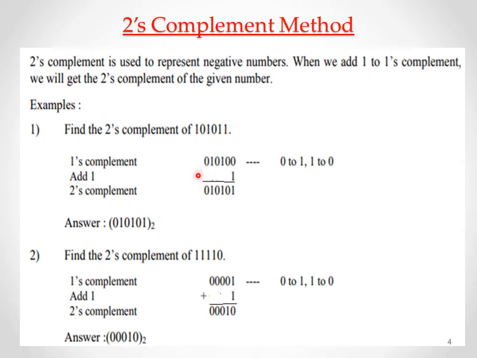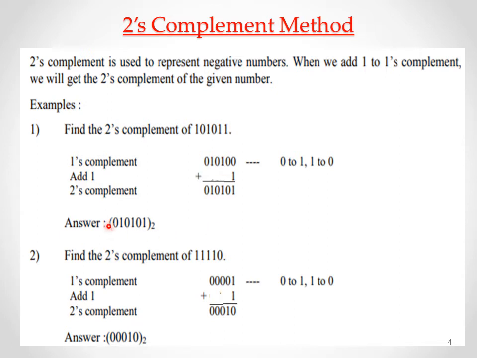Now I'm going to add 1 to the LSB position to get the 2's complement of the given number. So I'm adding 1 here. So the answer becomes 0 1 0 1 0 1. So this is the 2's complement of the given question.